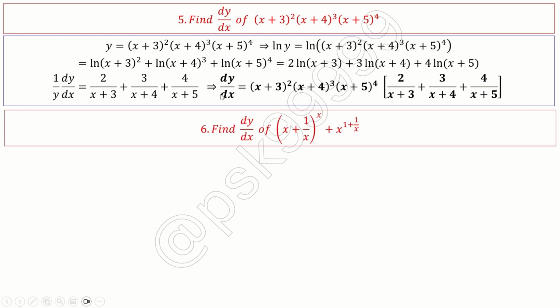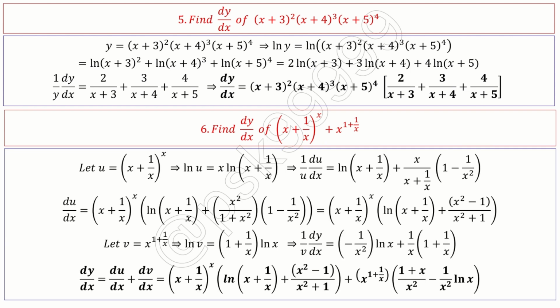Okay, next. Here also you have to take two terms separately and then take the logarithm of the individual terms. So u is nothing but (x plus 1 by x) whole to the power of x. So log u equals x times log of (x plus 1 by x). So 1 by u du by dx equals log of (x plus 1 by x) plus, applying the uv rule, x by (x plus 1 by x) into the derivative of (x plus 1 by x), which is nothing but 1 minus 1 by x square.